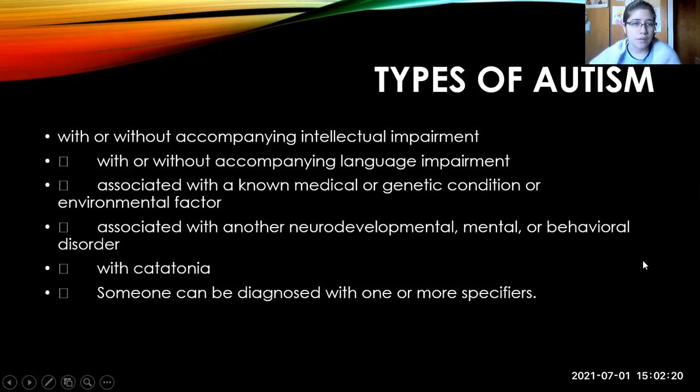Then we have types of autism, which means how the autism could happen: with or without accompanying intellectual impairment, with or without accompanying language impairment, associated with a known medical or genetic condition or environmental factor, associated with another neurodevelopmental, mental or behavioral disorder, with catatonia. Someone can be diagnosed with one or more specifiers. So someone who has autism can suffer from these kinds of characteristics, but that doesn't mean everyone who has autism suffers the same things, because this is a spectrum. And a spectrum, as I said, means not everyone suffers in the same way.